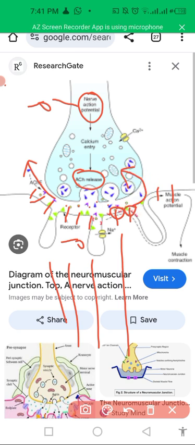Now what happens when we give a neuromuscular blocking agent? These agents act on different parts. Some agents bind competitively on the postsynaptic membrane and cause depolarization first and then repolarization. Some agents bind but do not cause depolarization. Some agents bind with acetylcholine esterase and neutralize it. So these three types of agents work by different mechanisms for neuromuscular blockade.